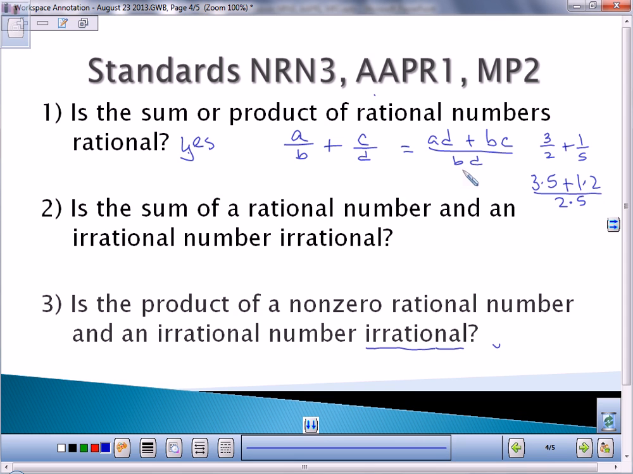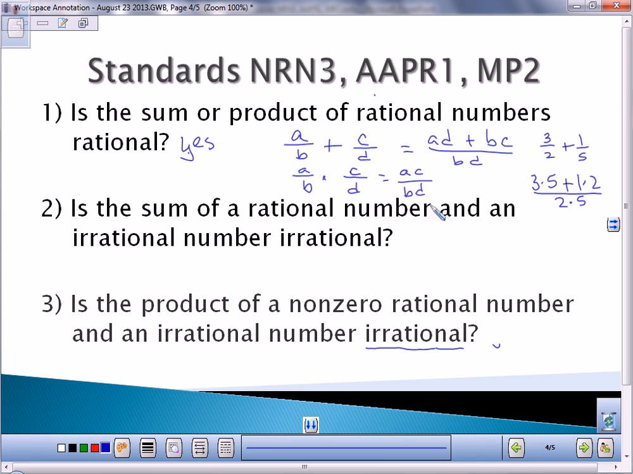Now let's do product. So A over B times C over D. Wait, wouldn't that be irrational numbers though? No. Fractions are rational. You said anything that decimals can be, and fractions are irrational. No, I said some decimals are irrational and some are rational, and the decimals that are rational are the ones that represent fractions.